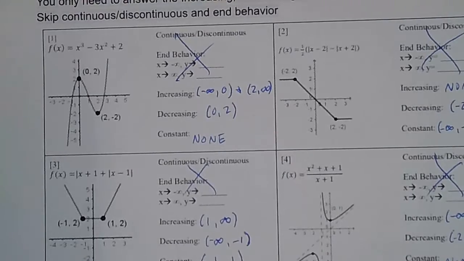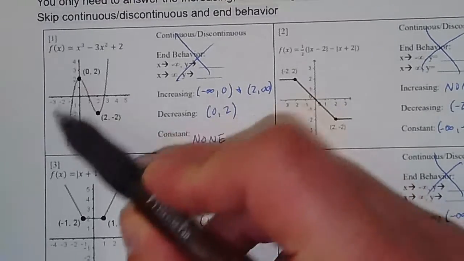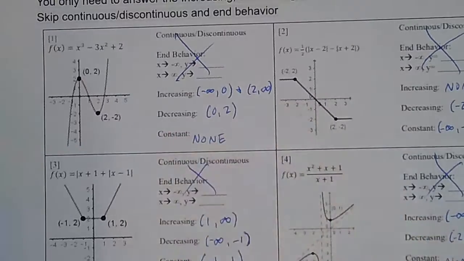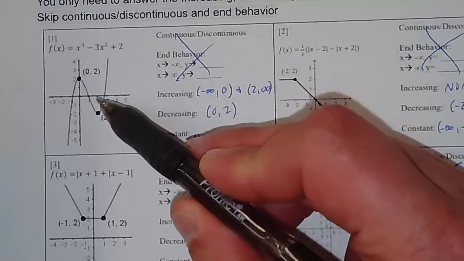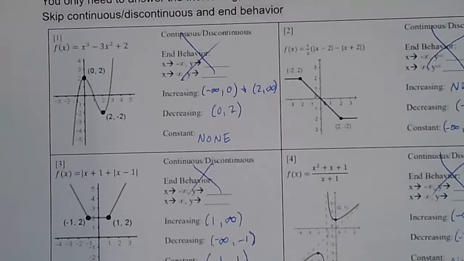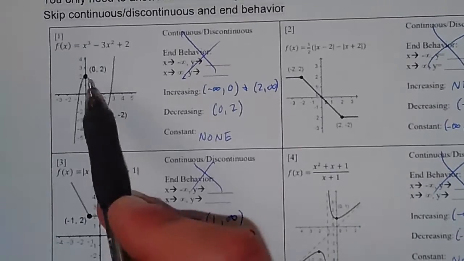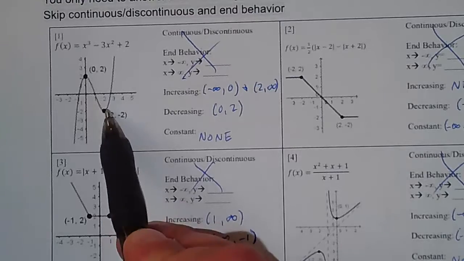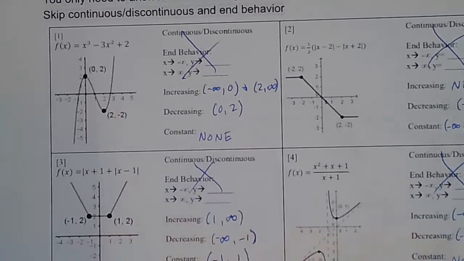So here, this increased twice. It increases here, so negative infinity to 0, and it increases from here on, so from 2 to infinity. So again, increasing and decreasing, we're talking slopes now. This graph, the only time it decreases is from here to here, so that's from 0 to 2.